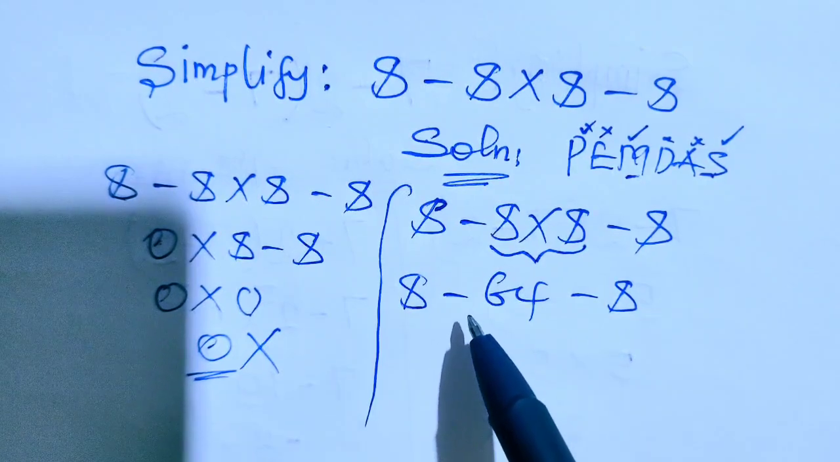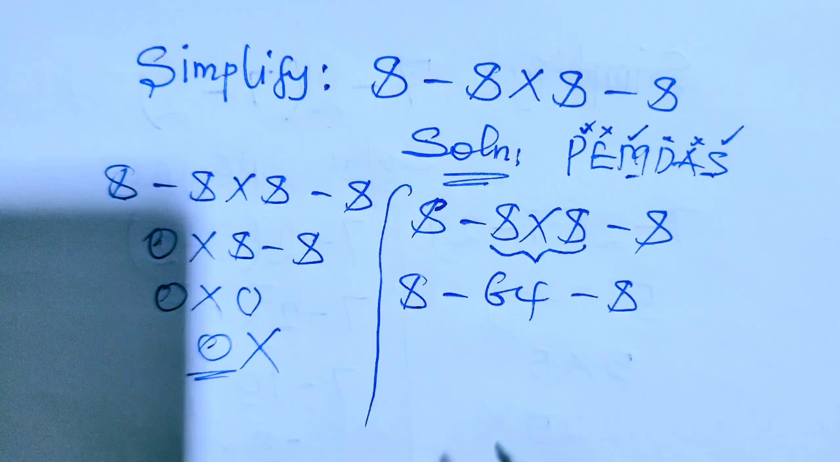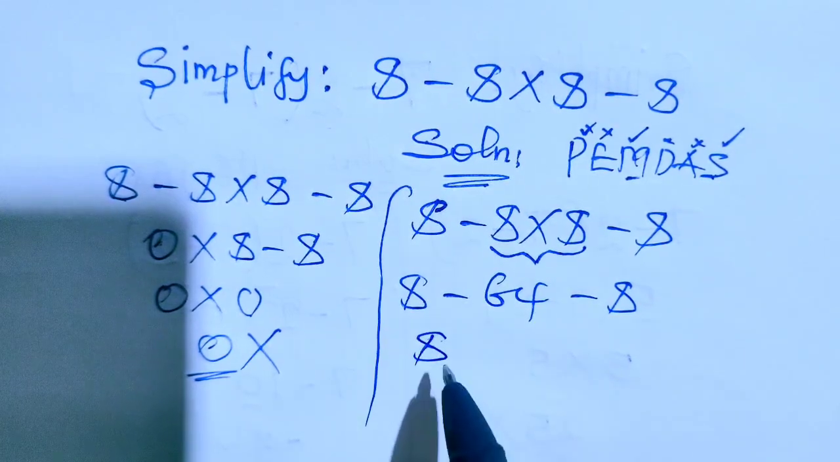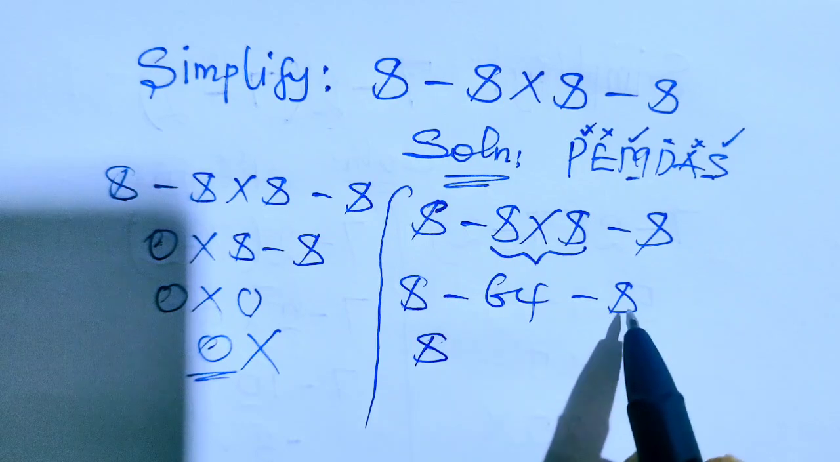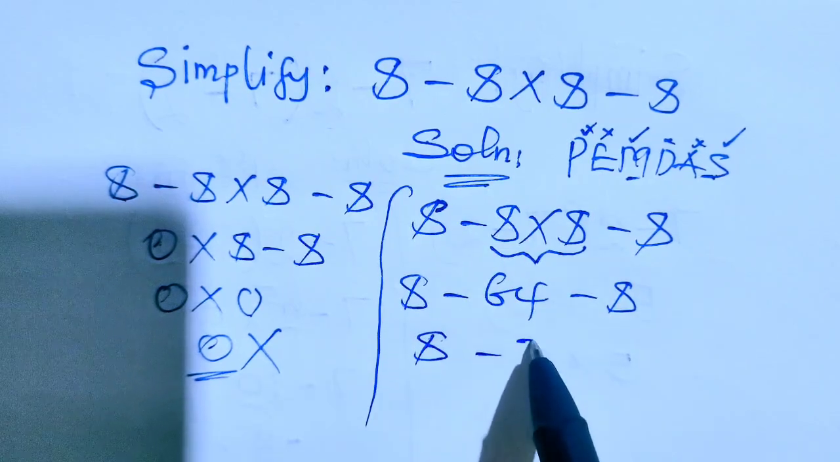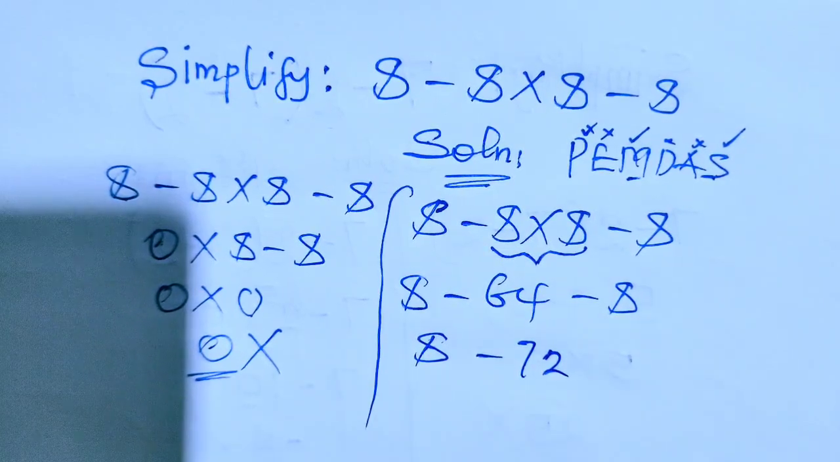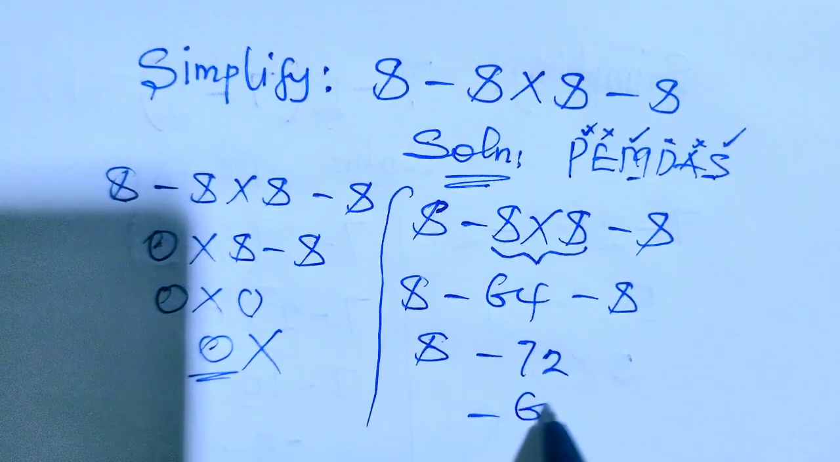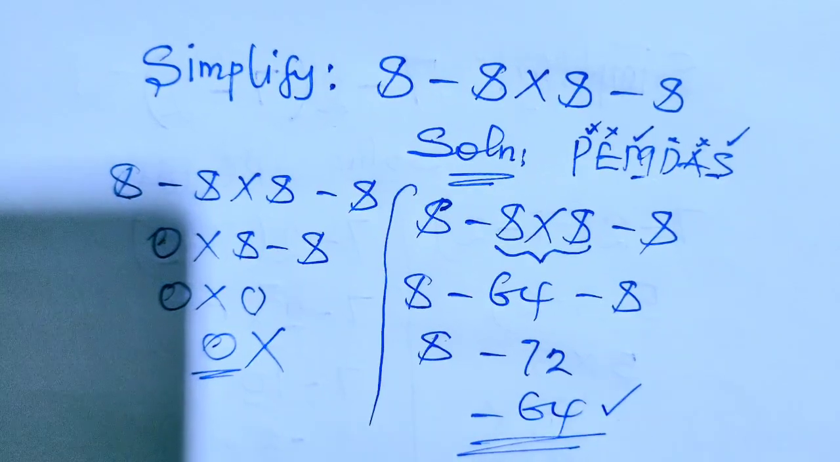And we can also have here minus 64 minus 8. That gives us the same answer. Therefore, let's have this. We have 8 minus 64 minus 8, that gives us minus 72. Then lastly, 8 minus 72, that gives us minus 64. And this is the correct answer to this expression right here.